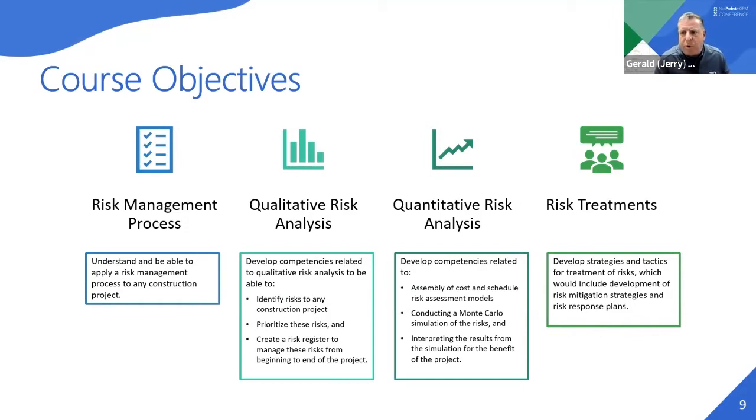Then we went to the qualitative risk analysis, where we wanted the students to be comfortable with the techniques to be able to identify various risks to a construction project and understand the 3 perspectives that they need to think of in terms of past experience, what they know now, and what the future can be. Then have the capability to prioritize the risks in whatever manner makes sense. And then use a risk register as the hub for all the information over the life of the project.